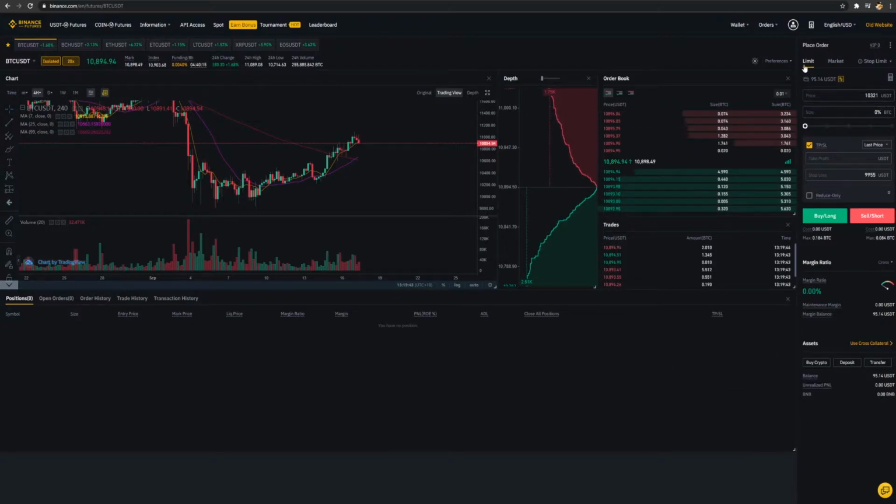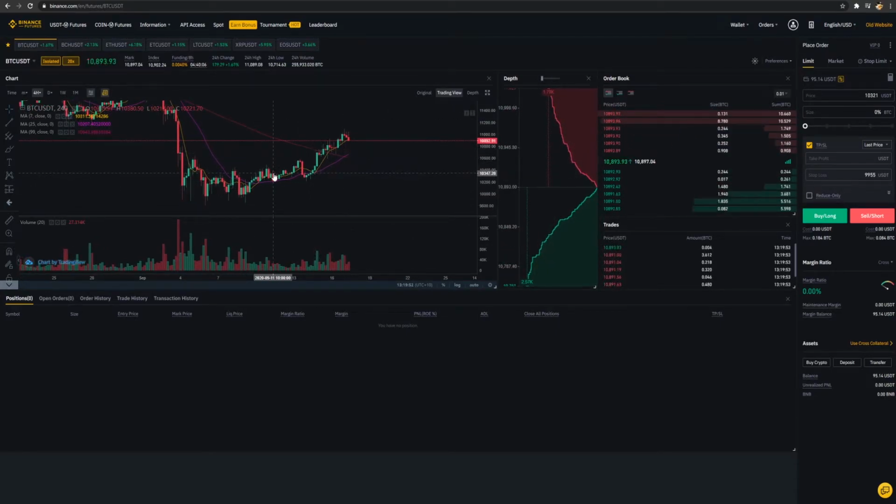So on the right hand side, you'll see your trading interface. In the middle and on the right hand side here, you will see the chart and the interactive chart, which you're all probably used to by now. But what are the key differences? What are the fundamental differences between this and spot?